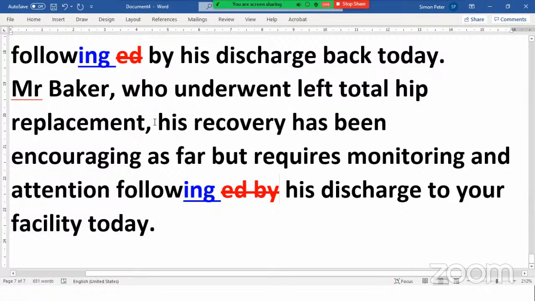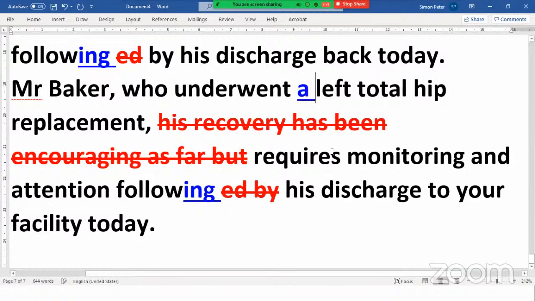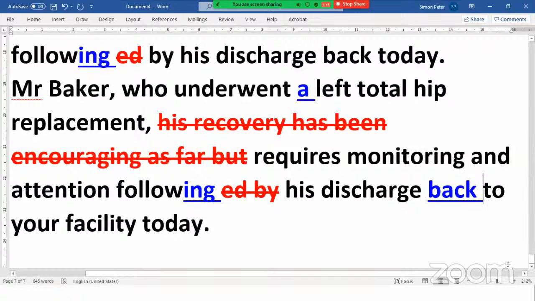Oh my goodness, don't write this much. This is not suggested in the introduction. "His recovery has been encouraging so far, but requires"... avoid this point totally. This is too much. You are not supposed to write this much. So: Mr. Baker, who underwent a left total hip replacement, requires monitoring and attention following his discharge back to your facility today. Fine, that's it, I think.